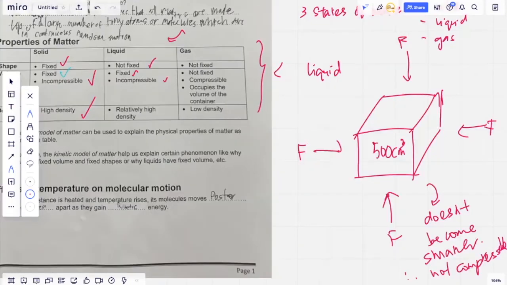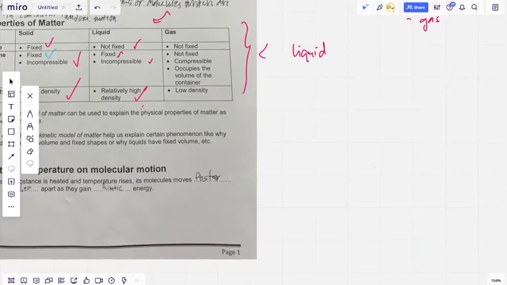Okay. Density will be explained using the particulate model of matter, so I will explain later. Then for gases, gases are relatively easy. Gases behave like liquids. So let's say I have balloons.